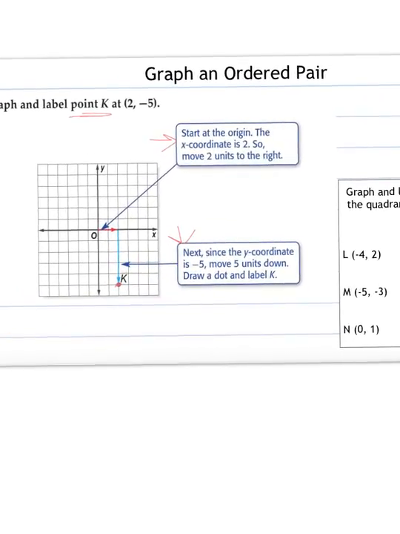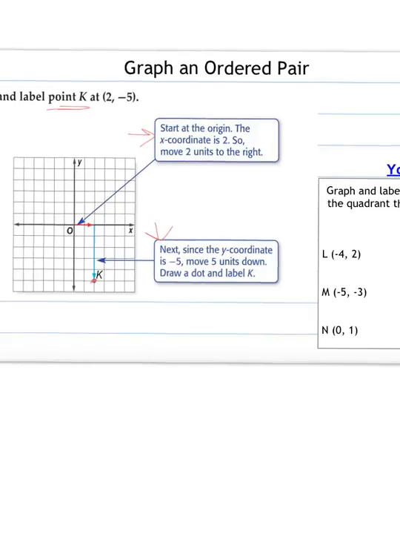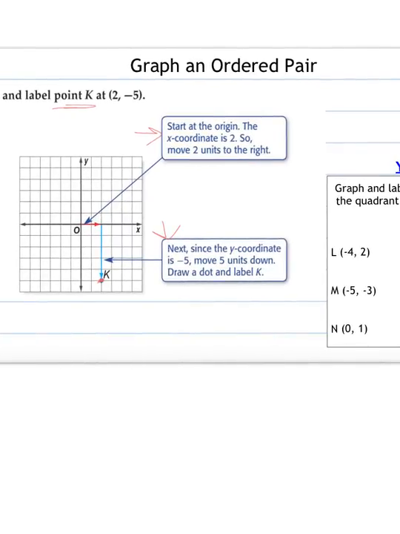All right, so now we are looking at graphing these points and then saying which quadrant they are in. So we're looking at -4, 2. We start at the origin. Our x value is -4, so since it's negative, we're moving left. So we count 1, 2, 3, 4. And then our y value is 2. Since it's positive, we are moving up 2. So 1, 2. That is where we drop our point.